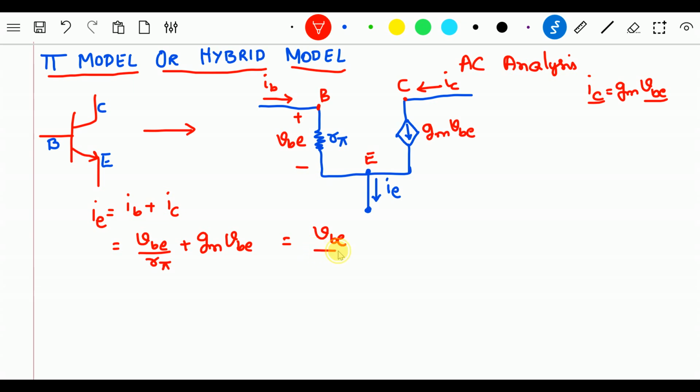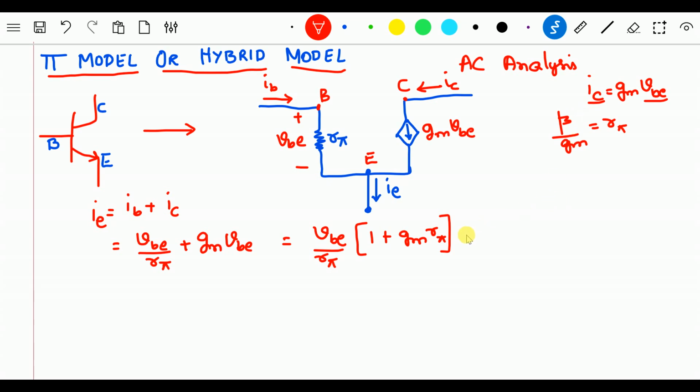I'll take VB by R pi common completely. So in the bracket, I'll be left with 1 plus GM into R pi. If you remember the R pi derivation which we did in the previous video, beta by GM was equal to R pi. So I can easily say that GM into R pi equals beta.